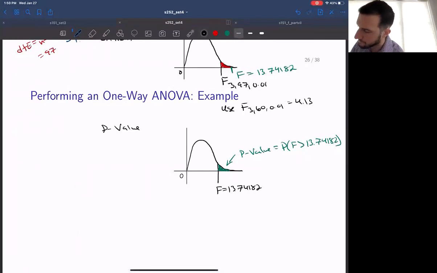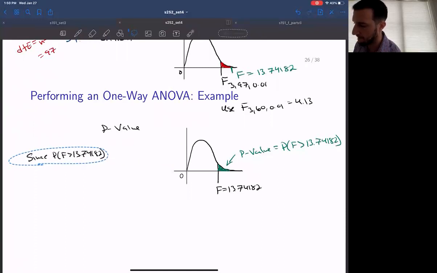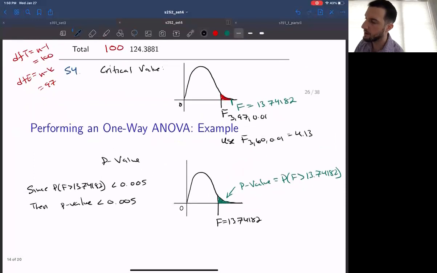So since the probability F is greater than 13.74182 is less than 0.005, then the p-value is less than 0.005. All right. And then obviously based off of either approach, we reject H0. Okay, and then I'll finish the rest up on Monday.